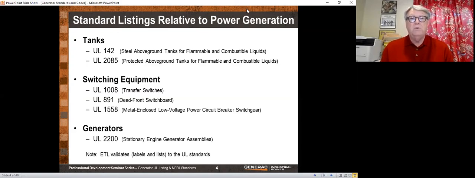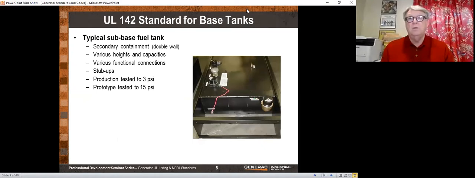Then we have switching equipment. Typically, that's your UL 1008, which is transfer switches. If you have a switchboard, it'll need to be UL 891. And if you have metal enclosed low voltage power circuit breaker switchgear, that's 1558. And then finally, you have your generator, which is UL 2200. So all of those really need to be UL.